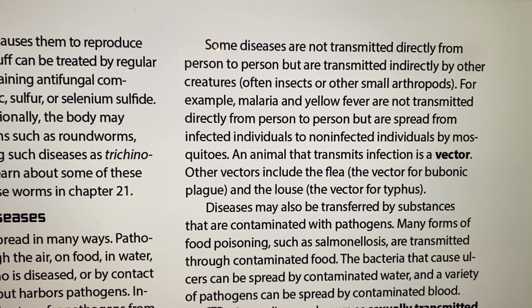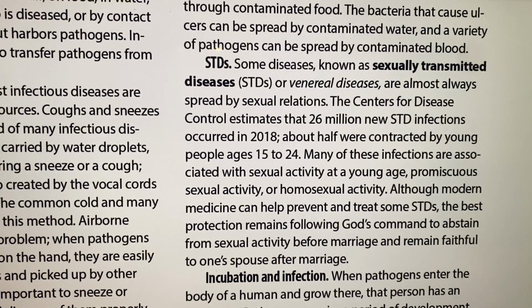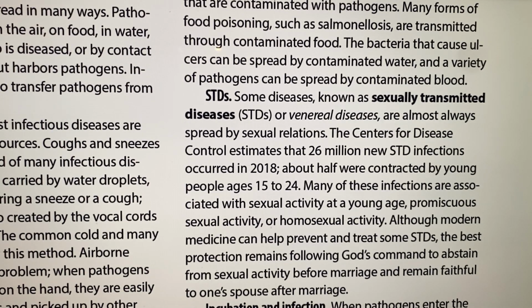And also from contaminated water and contaminated blood. Contaminated blood is a big thing too. And then of course down here we have sexually transmitted diseases, and there's lots of them. Venereal diseases are called that when having sexual relationships. In 2018, there were 26 million new cases of STDs. Half of those were young people between 15 and 25.